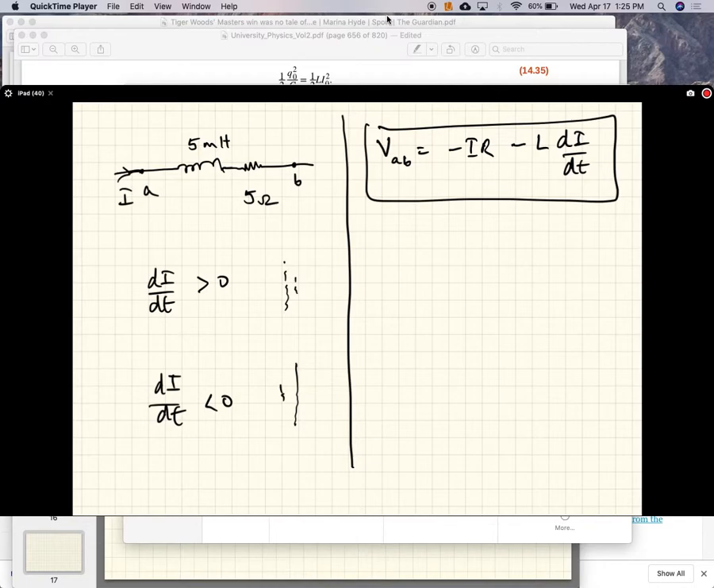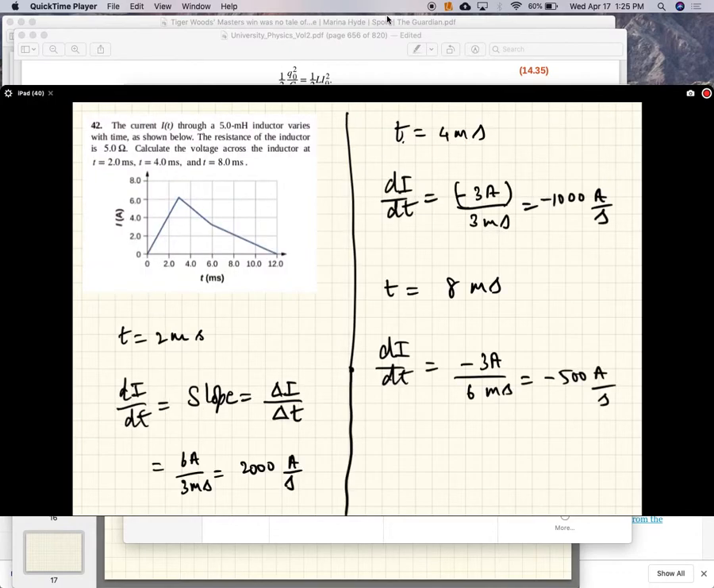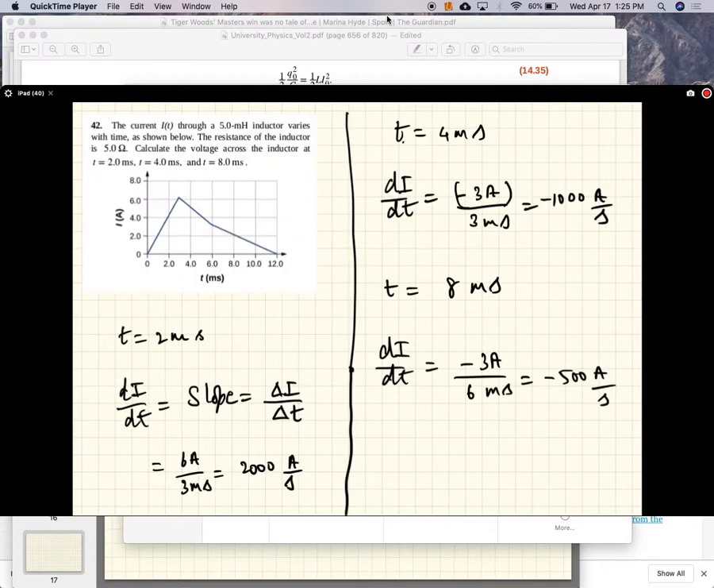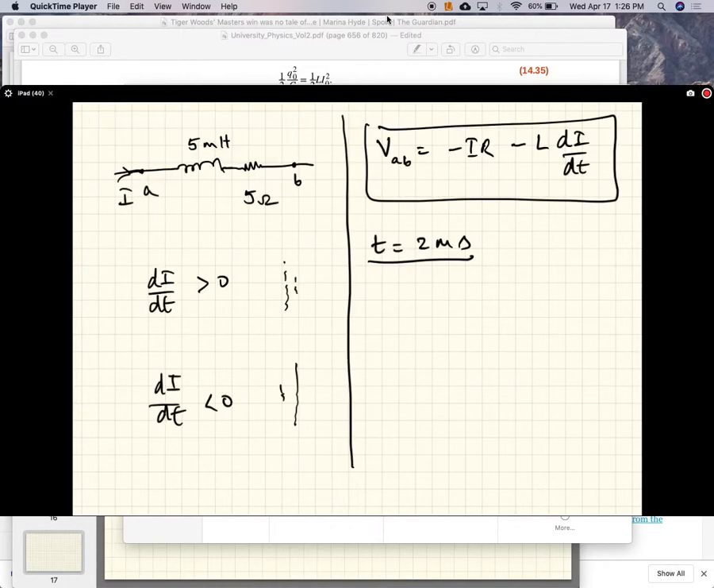So voltage across AB. For t equal to 2 milliseconds, di by dt is positive. The current is increasing. The voltage will be, so I'll draw this now.